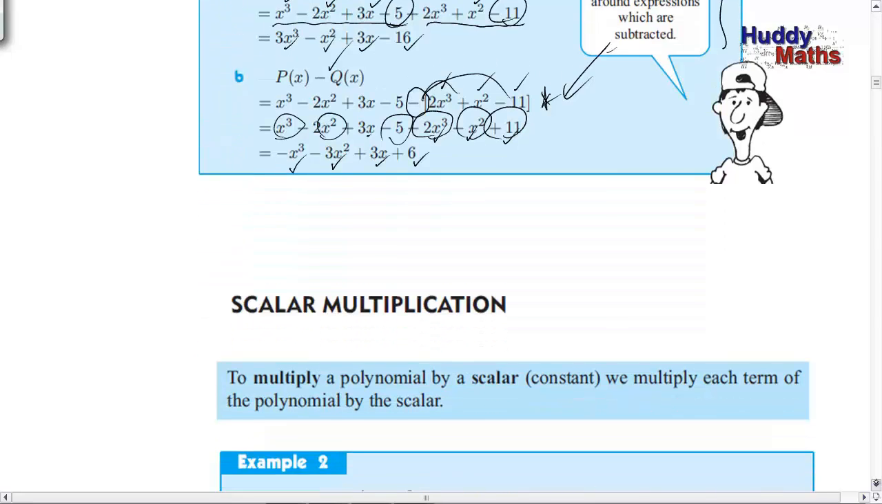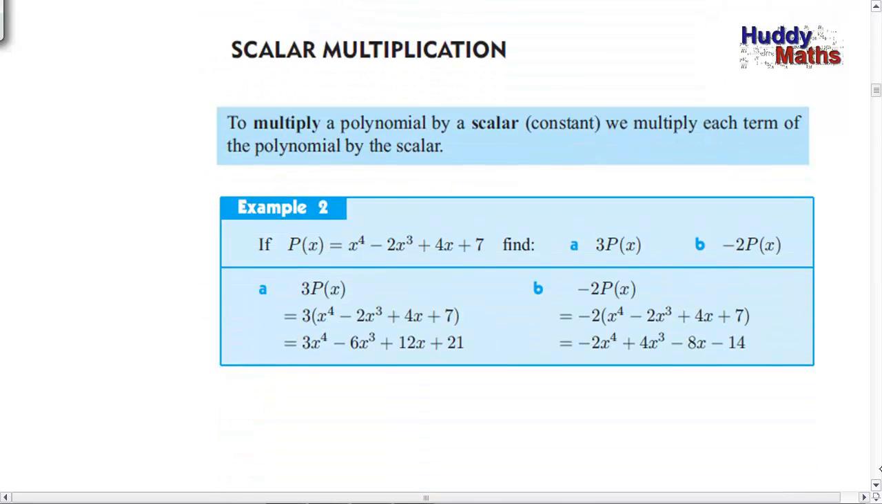Let's have a look at multiplying the expression by a scalar, or just a constant. It relates back to vectors as well, where some numbers or some expressions specify a magnitude and a direction. But here we're just talking about a scalar, and we're multiplying the whole many-term expression, the polynomial, by the one number. So if p of x is that and we want to multiply by 3, you're going to multiply the whole thing by 3, each term. So the use of the bracket is important to remind you.